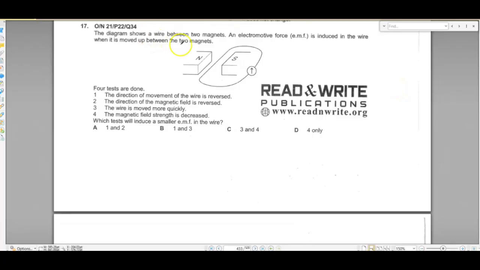Okay, question number 17. The diagram shows a wire between two magnets. An electromotive force is induced in the wire when it is moved up and down between the magnets perpendicular to the magnetic field, and the induced force would actually be opposing the force that is causing it. Okay, these are the principles for induced EMF.